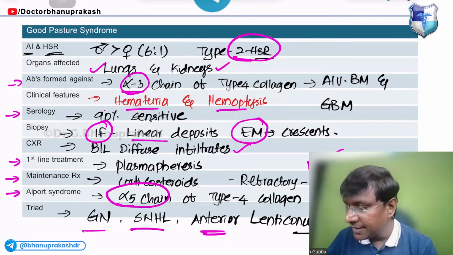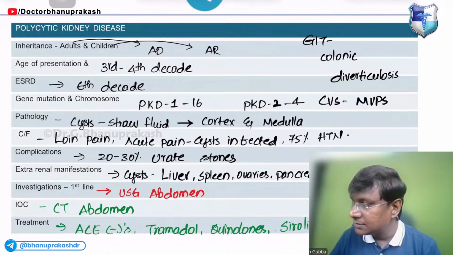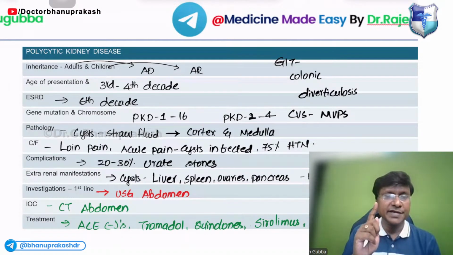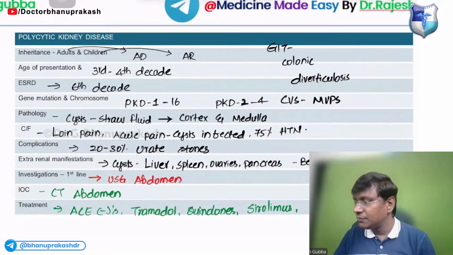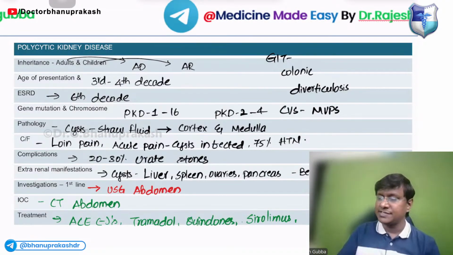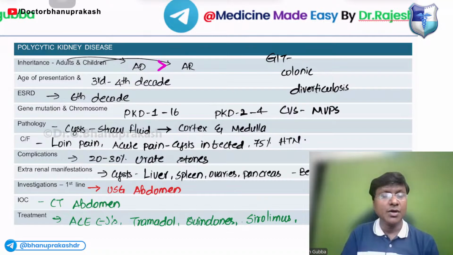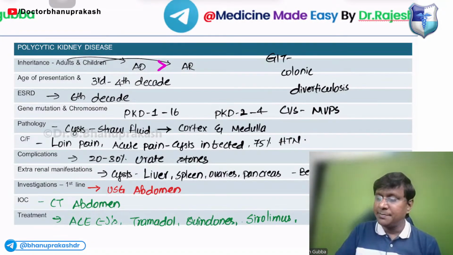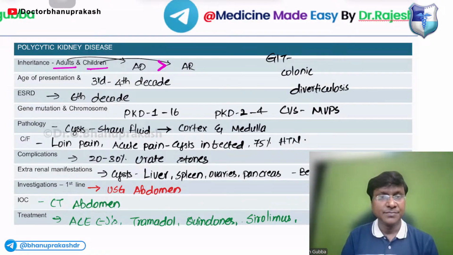Done. Next. So we are done with the nephritic syndromes, like post-streptococcal glomerulonephritis, IgA nephropathy, and Goodpasture syndrome. The next important topic for discussion will be polycystic kidney disease. Polycystic kidney disease can be inherited in two forms, autosomal dominant and autosomal recessive. Between these two, autosomal dominant is more common than autosomal recessive. Autosomal dominant inheritance is observed in adults and autosomal recessive inheritance is observed in children, right?